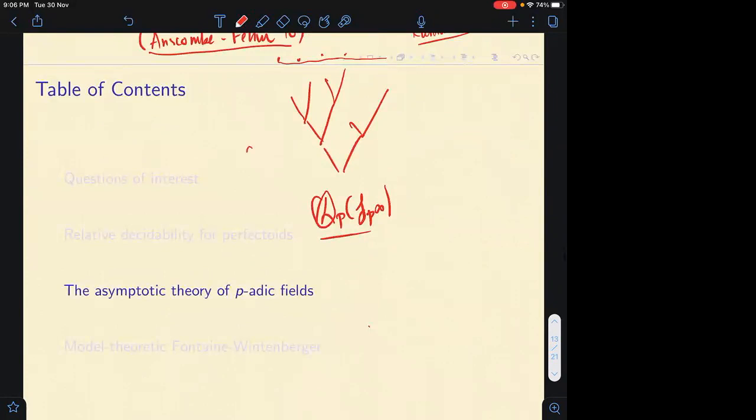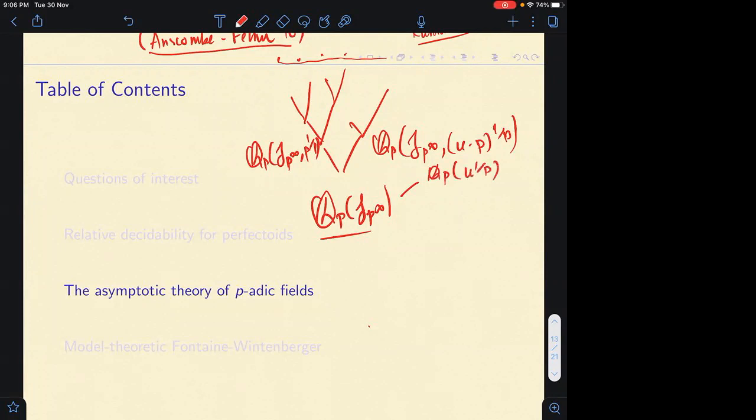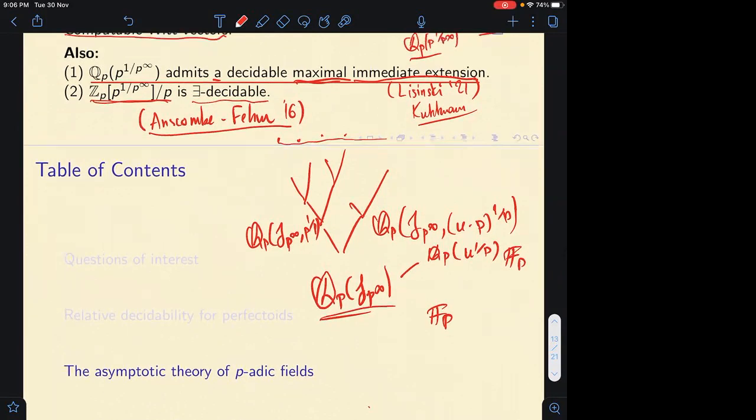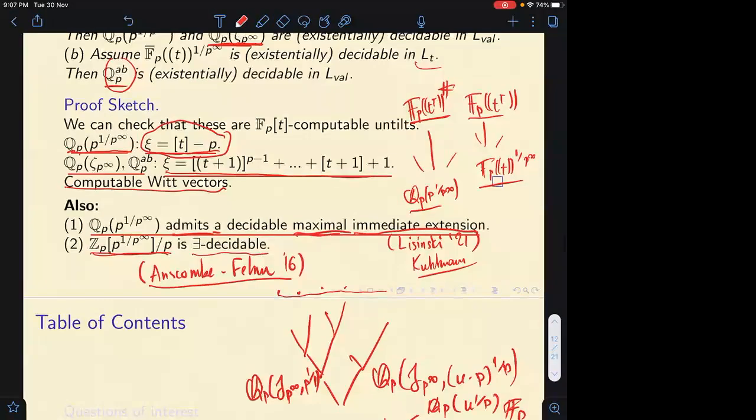So let's say here you adjoin a pth root of p, and here you adjoin a pth root of u times p, where u is an element with the property that taking a pth root of that produces the unique unramified extension. Okay, maybe this is too technical, but the point is that you can produce too many pairwise inequivalent maximal immediate extensions for this guy. So in fact, most of them will be undecidable. Now, I don't know if there is another decidable maximal immediate extension. I only know this guy.